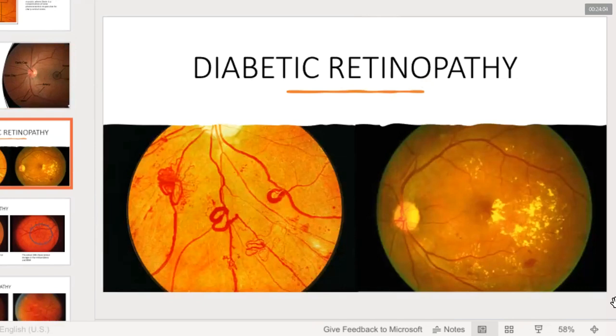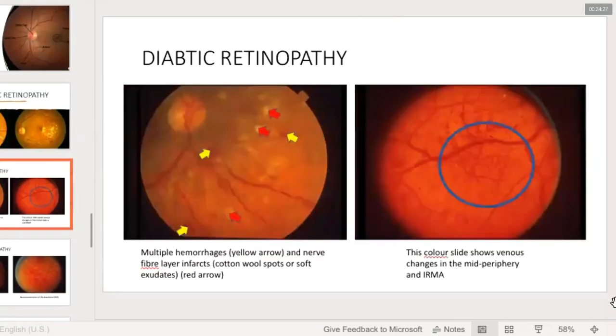And then just some findings on the diabetic retinopathy. On the left side, you can see that there is actually looping of the vessels, and also there's actually a lot of new vessels over here. And then on the right hand side, there is actually hard exudate and also some blood hemorrhages at the inferior arcades.